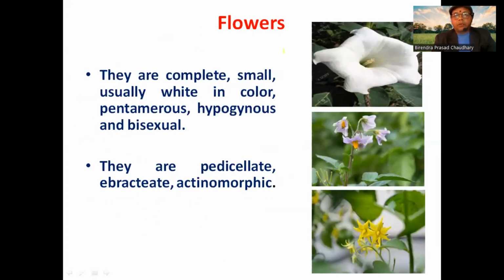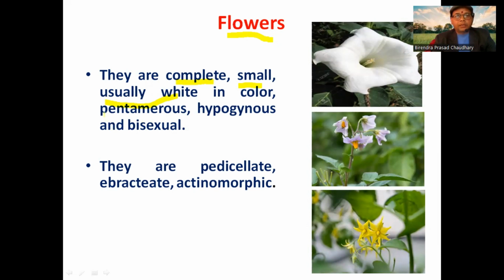Next thing is flower. Flowers are complete. Why are they called complete? As they have the complete four whorls: calyx, corolla, androecium, and gynoecium. And they are small in size, usually white. In some of them, they are colored also.